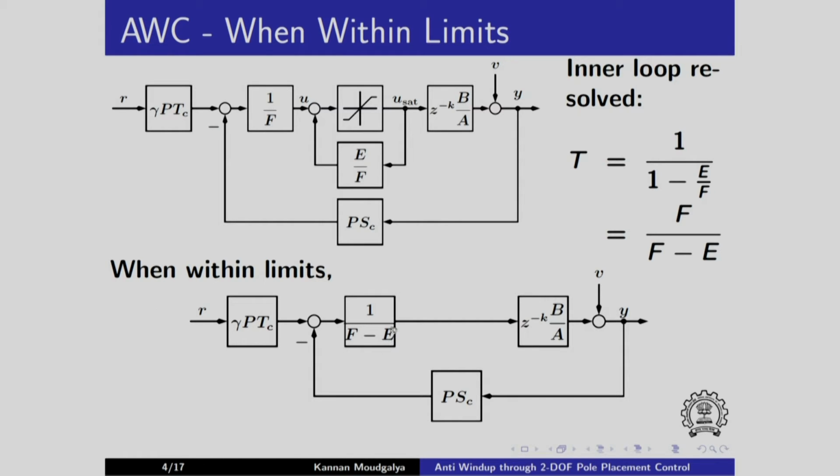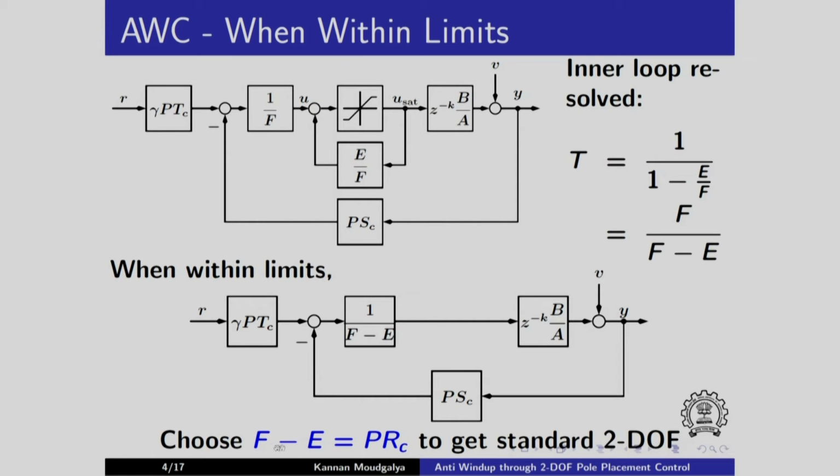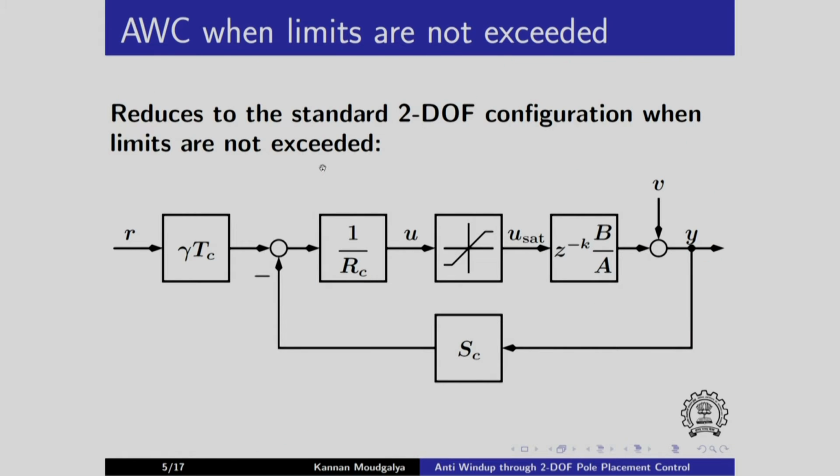Now can you see whether I can replace F minus E with something we have already seen? Now if we define F minus E equals PRC, of course this P is yet to be defined, but whatever that P is, if we choose 1 over F minus E to be PRC, then PRC will come in the denominator. You can see that we will get the standard 2-DOF control because this P will be cancelled. So the configuration that we had earlier reduces to the standard 2-DOF configuration when limits are not exceeded.